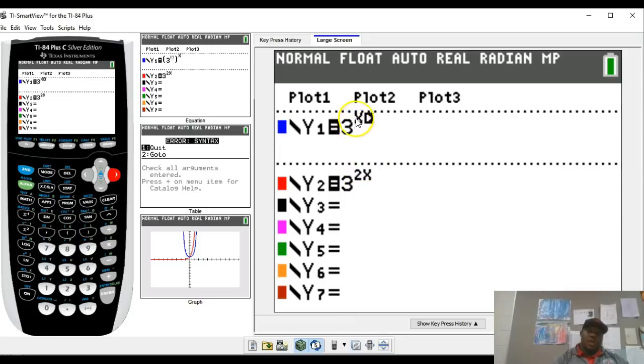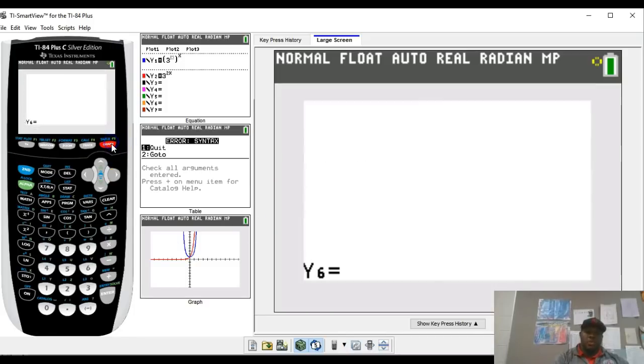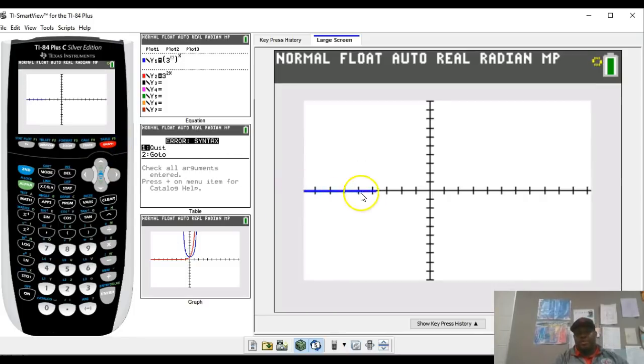All right, and I want to show you how this is the parent. This is a horizontal shrink by 2x. Remember, when the numbers multiply directly to the x, it does the inverse. See how this 2 times x was really a compression by 1/2? Horizontal compression by 1/2, and I'm going to show you. Here's the parent function, 3 to the x. Now, it's going to be shorter. It's going to compress like this. Watch.